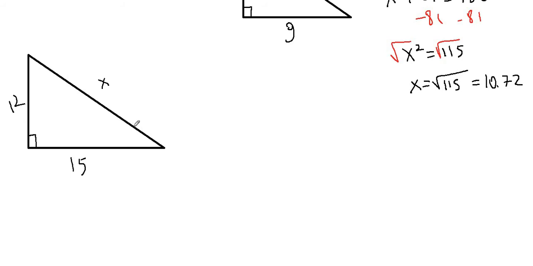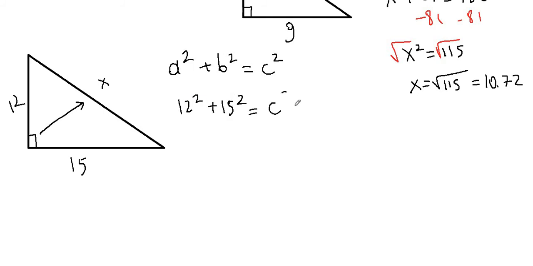Okay, is the leg missing or the hypotenuse is missing? Here, the hypotenuse is missing, because just across the right angle is the hypotenuse. So we are going to set the equation. 12 squared plus 15 squared is equal to c squared.